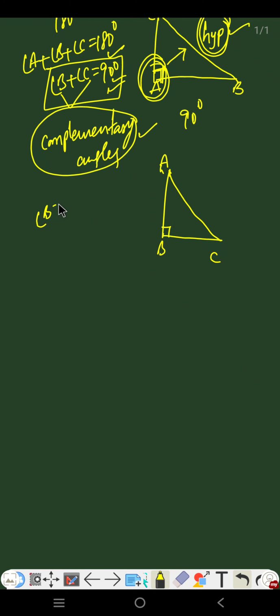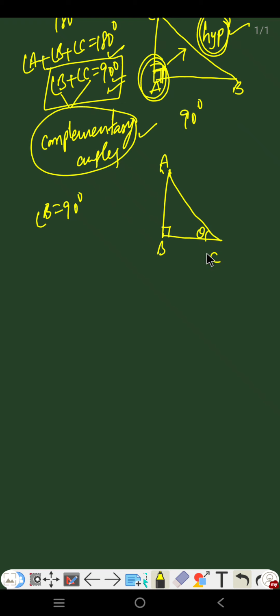So angle B is equal to 90 degrees, and the sum of the remaining two angles is 90 degrees because both are complementary angles. Now, at the point C, I will take one angle theta. Theta is a Greek letter used to represent angles. Alpha, beta, gamma, delta are all Greek letters. So I am taking theta at the vertex C.